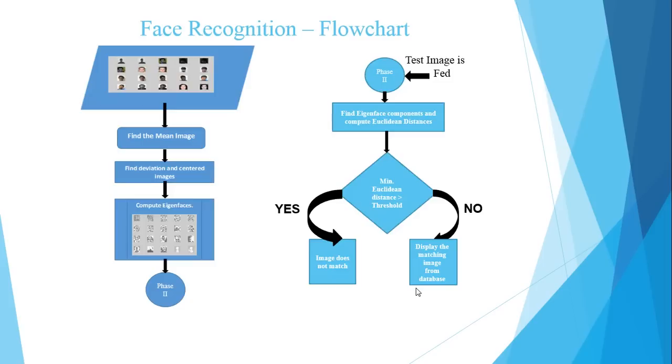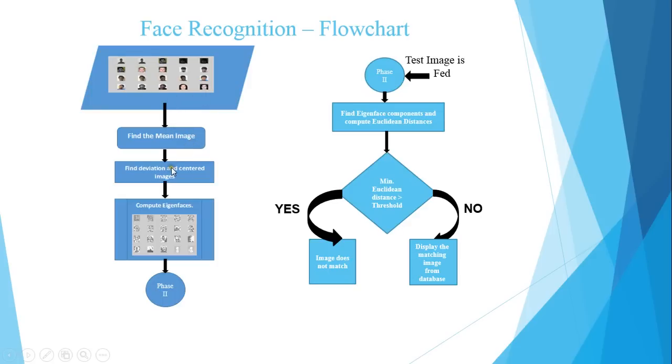So the face recognition system used as part of this project is represented in the following flowchart. First, the images in the database are read. Here 20 images are fed into the database, and the mean image is computed.